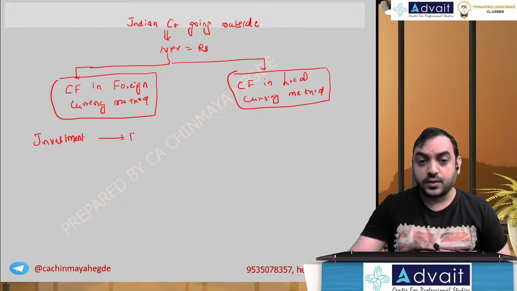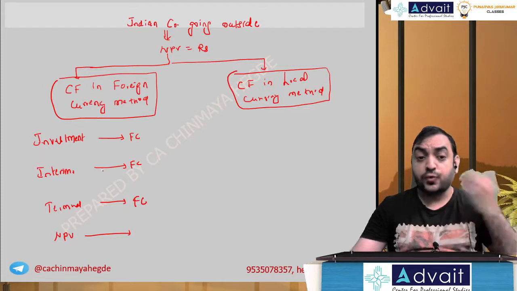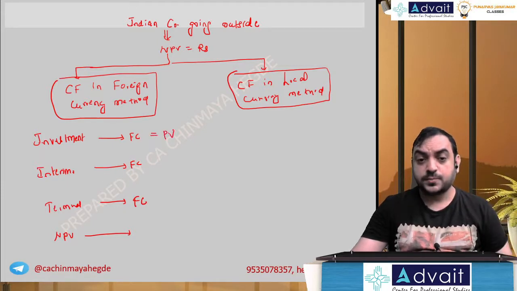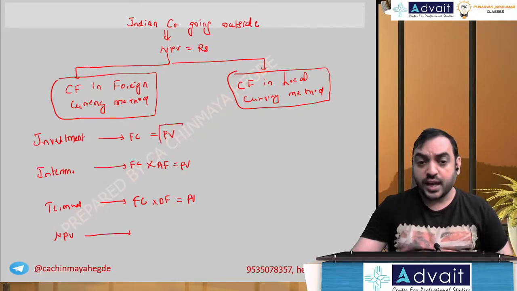So here in this case, your initial investment will be in dollar terms, foreign currency. Interim cash flow will be foreign currency. Terminal cash flow will be in foreign currency. Therefore, NPV, when you consider all of them: investment already in present value terms. Interim cash flow, I'll have to multiply it by annuity factor. That will give me present value. And terminal cash flow, I'll multiply it by discounting factor. I will get the present value. And when I consider all of them together, that's what I get, NPV in foreign currency terms.